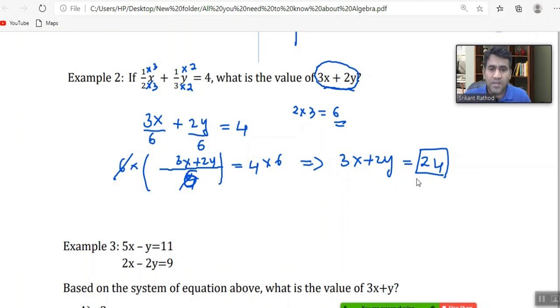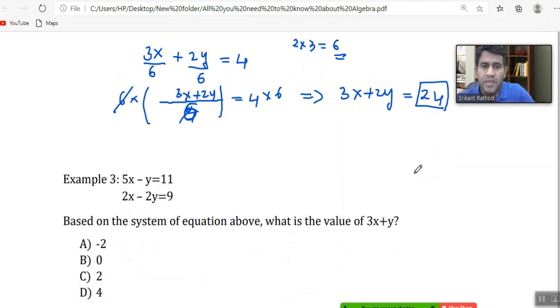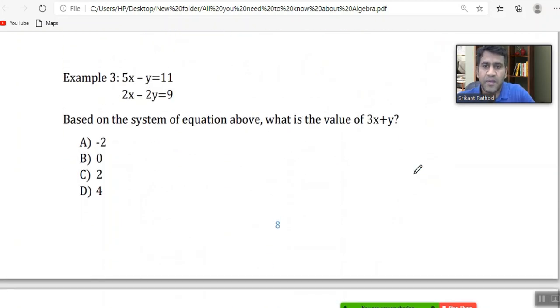So these are the types of questions you may expect in any competitive exam, especially the SAT, GMAT, GRE and so on, along with the ACT as well. Okay, let's consider another example here.